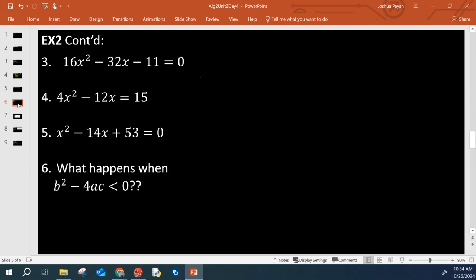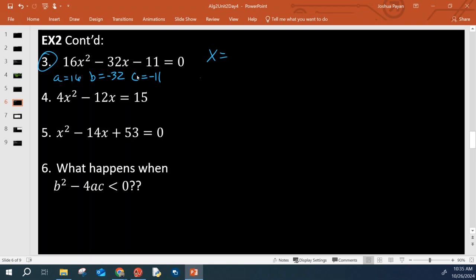Okay, so let's do an example that has bigger, uglier numbers. So let's do this guy right here. And let's see what happens. Okay, so x is equal to negative b. So let's go ahead and write this down. So a is 16, b is negative 32, c is negative 11. And we're just plugging into our formula, right?